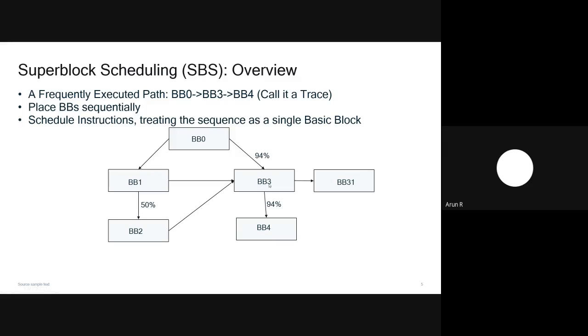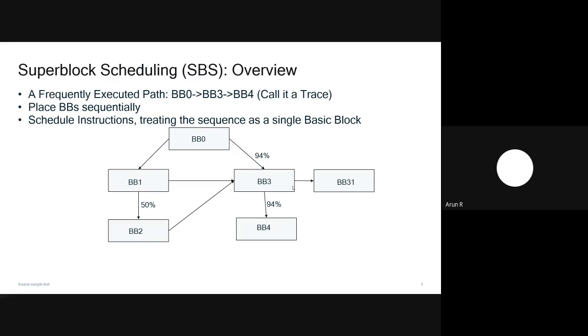So it places those basic blocks in the trace in sequential layout, and then it treats the instructions in those basic blocks as if they belong to the same basic block, and then it tries to move instructions around so that there is a higher chance of hiding load penalties, so load latencies. So this is exactly what a Superblock scheduler does.